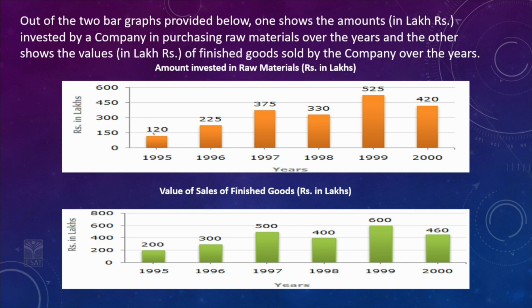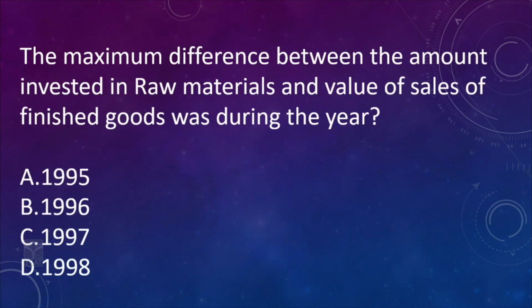Now, see here the first one. Here I am writing this 80, correct. Here 125, here 70, here 75, and here simply 40, correct. So, when you observe it, the differences are 80, 75, 125, 70, 75, 40. Which is the maximum? 125. In which year? 1997. So, in 1997 there is the maximum difference. So, option C is the correct answer.